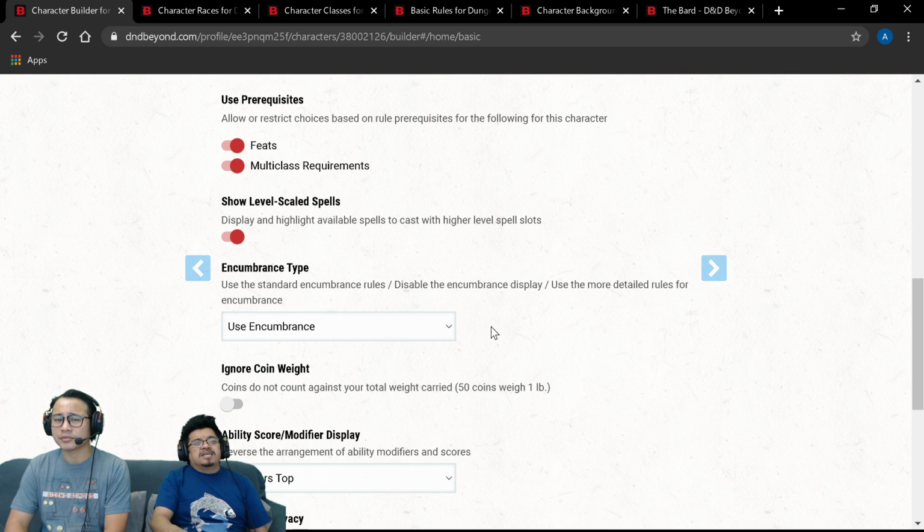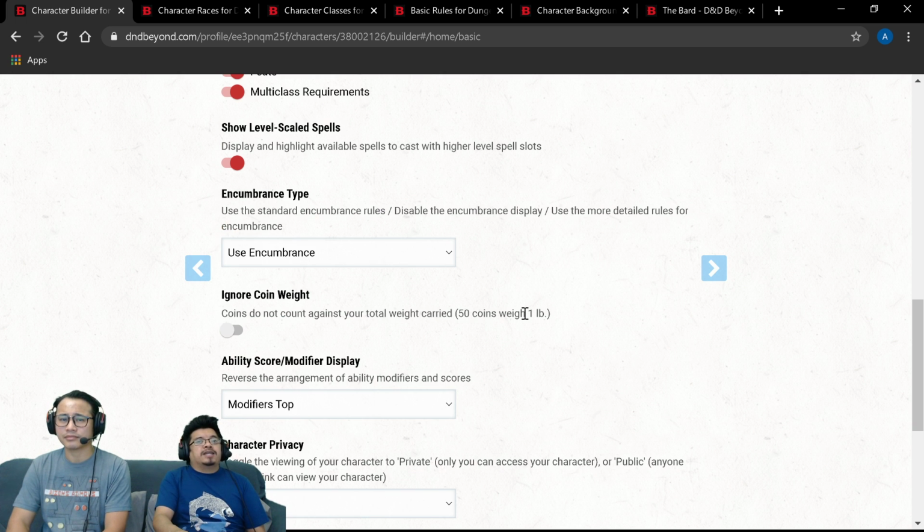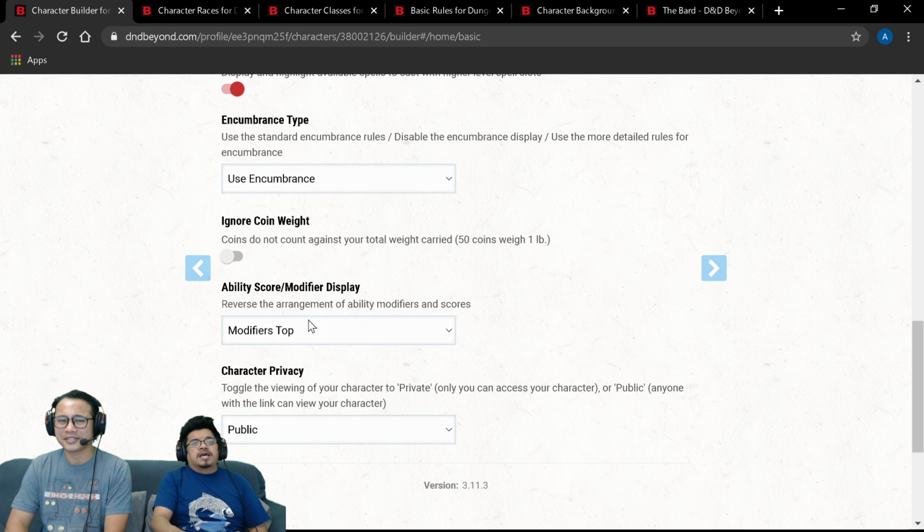Encumbrance type is just saying, hey, how much weight you could actually carry in the world, or if it even matters. For our campaign, we're using encumbrance because I can't carry 50 swords at a time, unfortunately. But I can carry 5,000 coins, which is nice because for our purposes, we're ignoring coin weight.